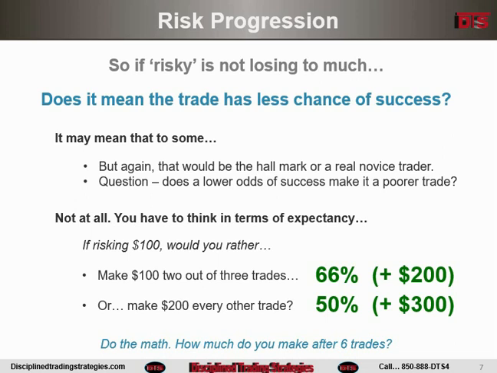And what Robert has said here, does risky mean that it has less chance of success, more likely to stop out? Well, again, to me that's kind of the hallmark question of a novice trader, because does lower odds of success make it a poorer trade? This is one of the common questions I get if somebody comes to the trading room and asks, oh, what's your batting average? Well, who cares? It doesn't matter what your batting average is, it matters if you make money. Do lower odds of success make it a riskier trade? The answer, if you think about it, is of course not.